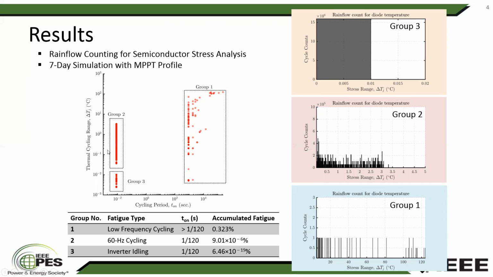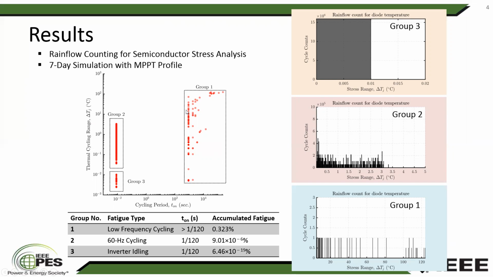Group 2 refers to the thermal cycles with a frequency of 60 Hertz. Group 3 also refers to the thermal cycles with 60 Hertz frequency. The difference between group 2 and 3 is that group 2 is more related to the thermal cycling when the inverter is generating active power, and group 3 is more related to PV idling during the night.